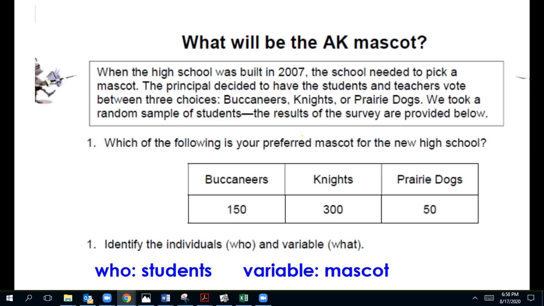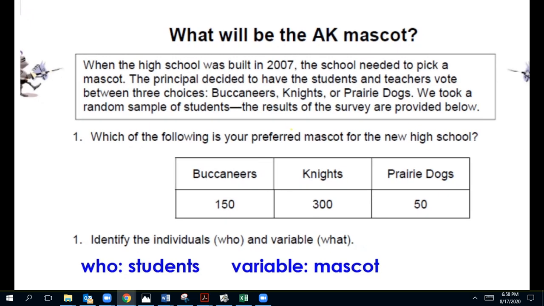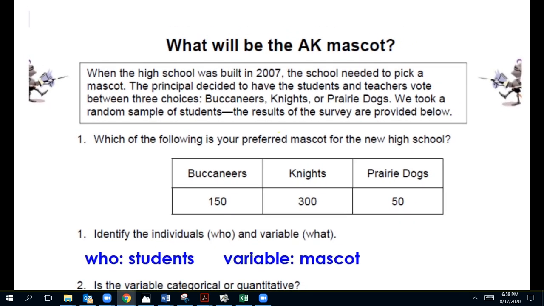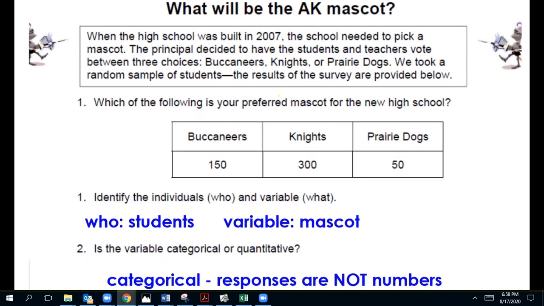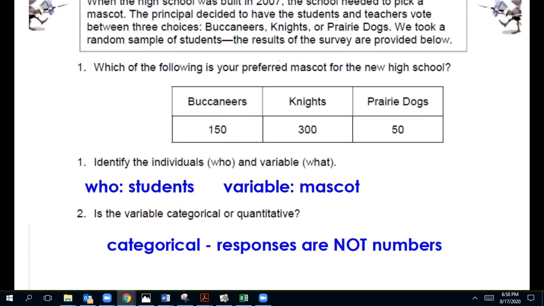So we did this activity about what should be the school mascot, and back in the day, they thought, should we be the Ballantine Bucks, the Knights, or the Prairie Dogs? So the first question you had was identify the individuals who and the variable what. So the individuals are who was being measured, and then the variable is what were we measuring about them.